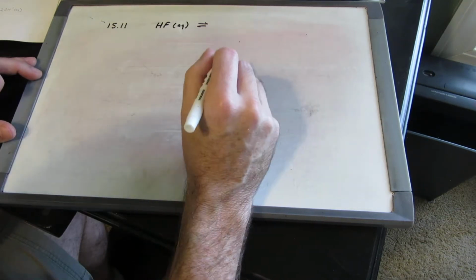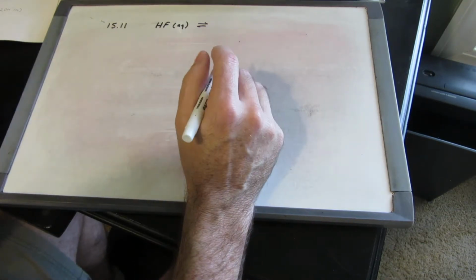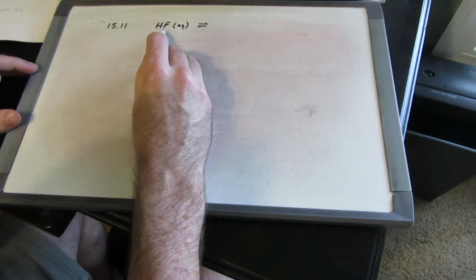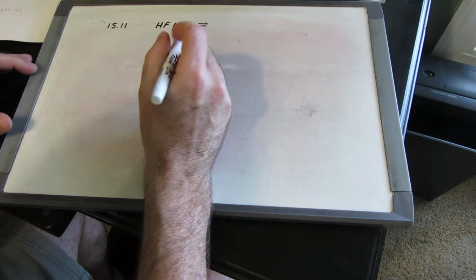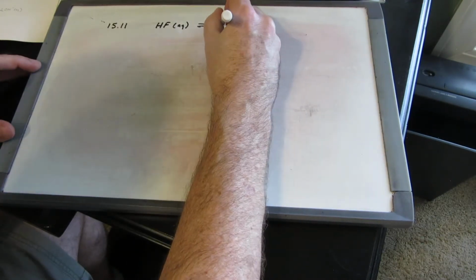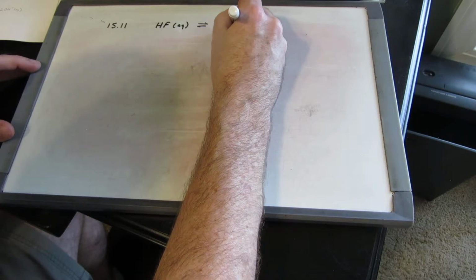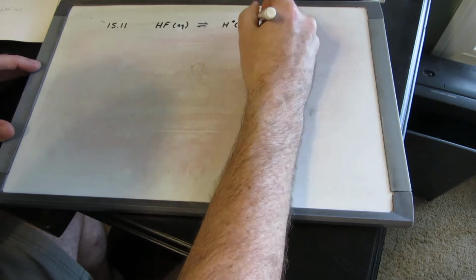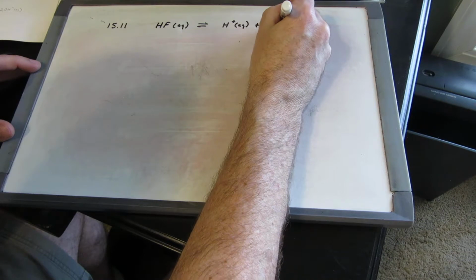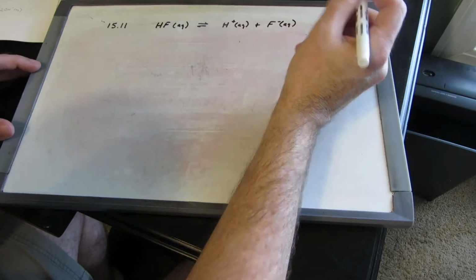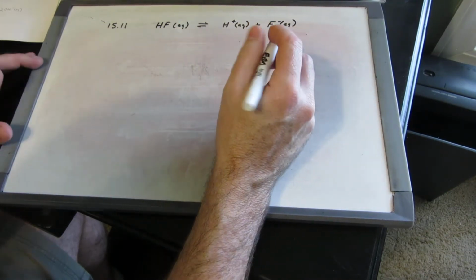So HF, I'm sorry, it's not a covalent base. I apologize for that. Let me restate that. HF is an acid. So hydrofluoric acid would split into its ions, H plus and F minus. Okay, so it's balanced. You do have to balance them if they're not balanced.